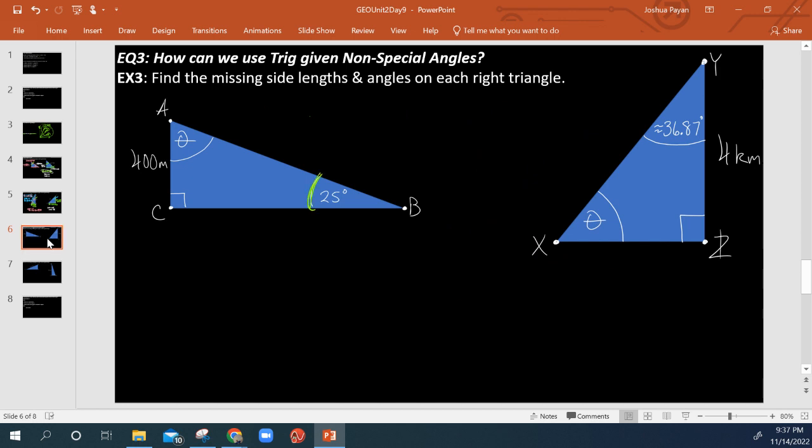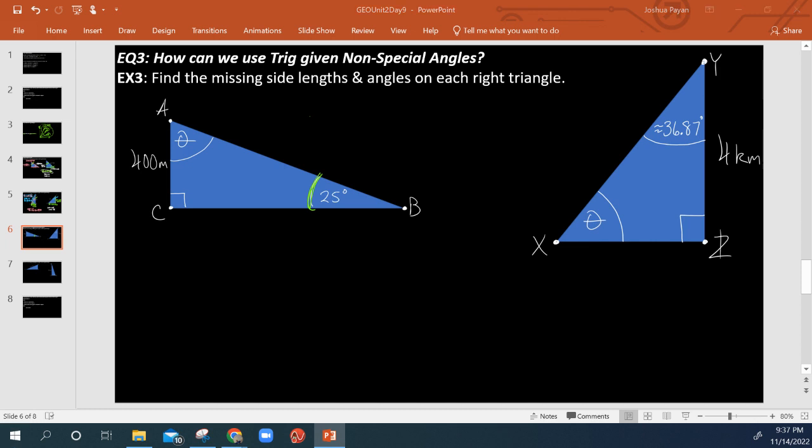We see an angle of 25 degrees, and to do this, we're going to need a calculator. Okay, so let's boot up our handy dandy graphing calculator. Let's see if I can bring it over here on this screen.